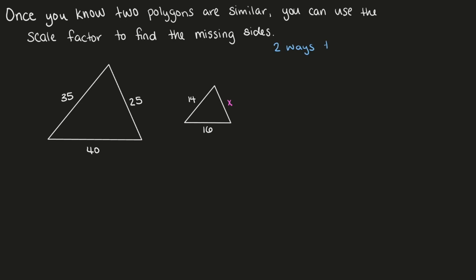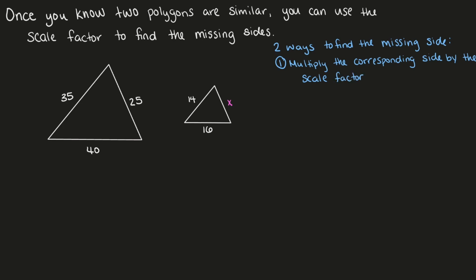When we're missing a side on a polygon, you have two ways of finding that missing side. You can either use the scale factor and multiply that to the corresponding side to find the value, or you can set up a proportion and cross multiply to solve for your missing side. Let's look at both of those here.